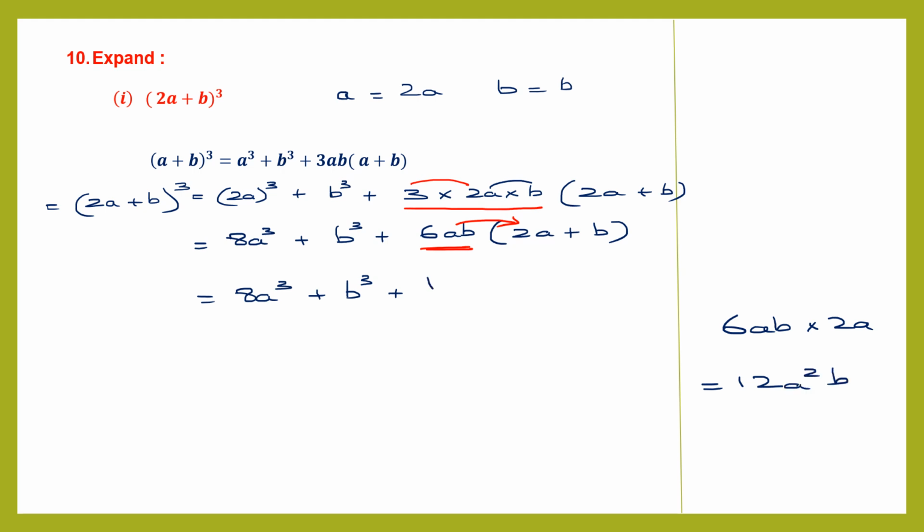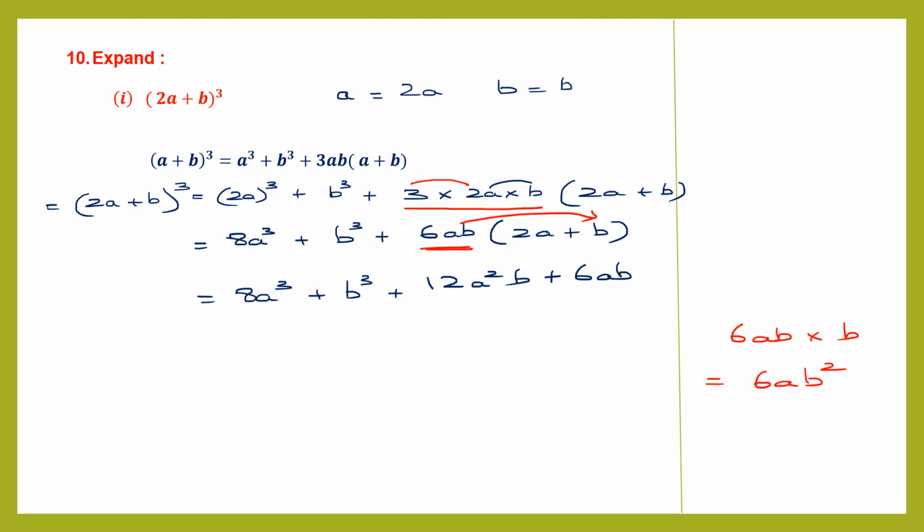So let me write that 12a square b. Now we're going to multiply 6ab into b. That is 6ab into b. The number is 6. There's only one a. B into b is b square. So this becomes 6ab square. So let's write that plus 6ab square.